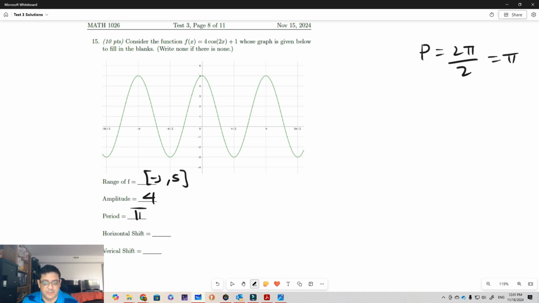Horizontal shift, we don't have a shift here, so this will be none. And vertical shift, notice that this is not going from minus 4 to 4, but from minus 3 to 5, and we have a plus 1 here, so the vertical shift is 1 up.